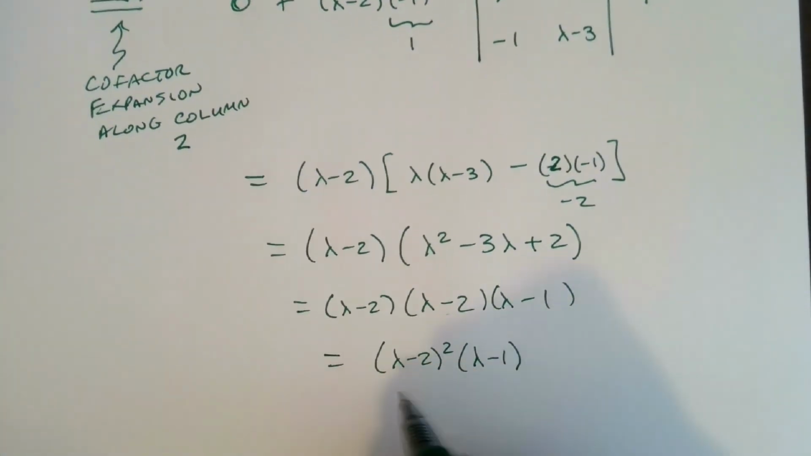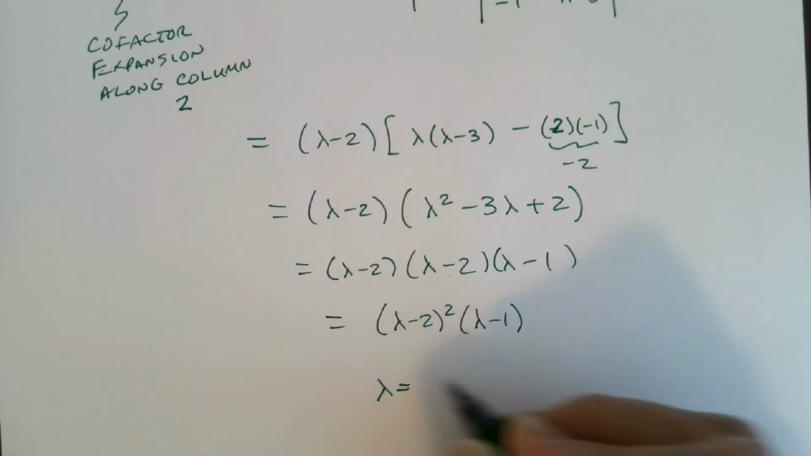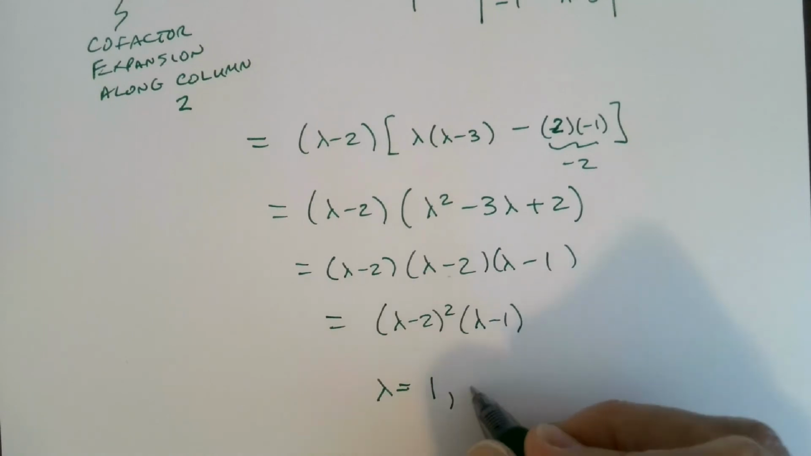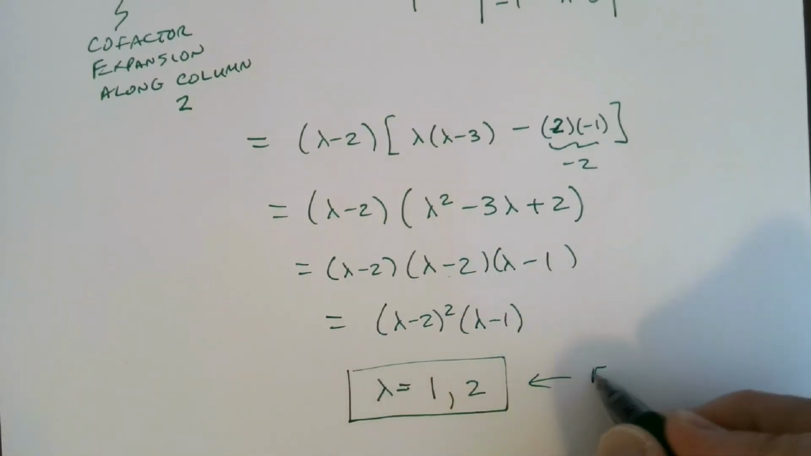So this is the characteristic polynomial. The characteristic equation is setting it equal to 0, and therefore the eigenvalues are the solutions to the characteristic equation, which are obviously going to be lambda equals 1 and lambda equals 2. So there are the eigenvalues.